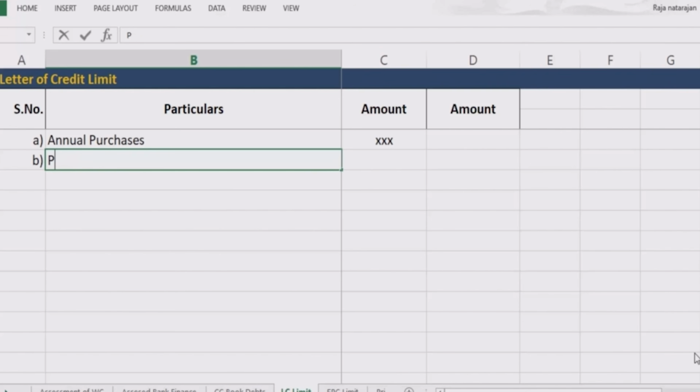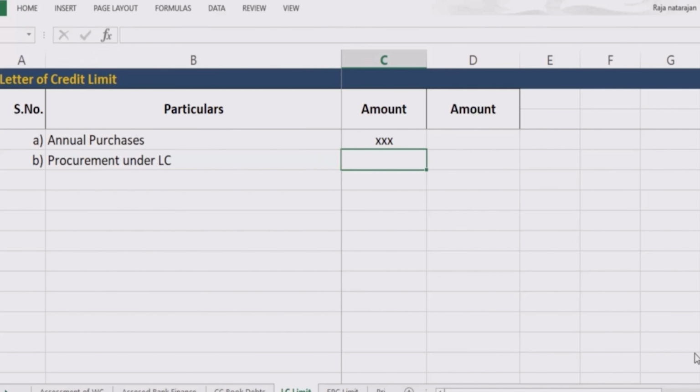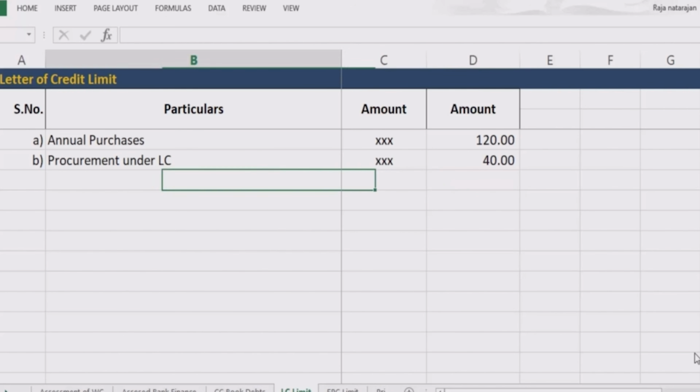So we'll say procurement under LC. There is going to be a certain amount. Say for example, if annual purchases is 120 crore, and let's say the procurement under LC is expected to be only around say like 40 crore. Okay, only 40 crore worth of goods are going to be procured under LC.